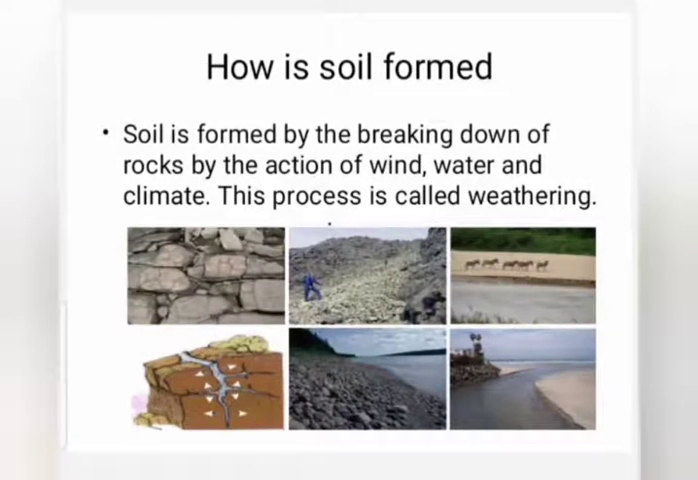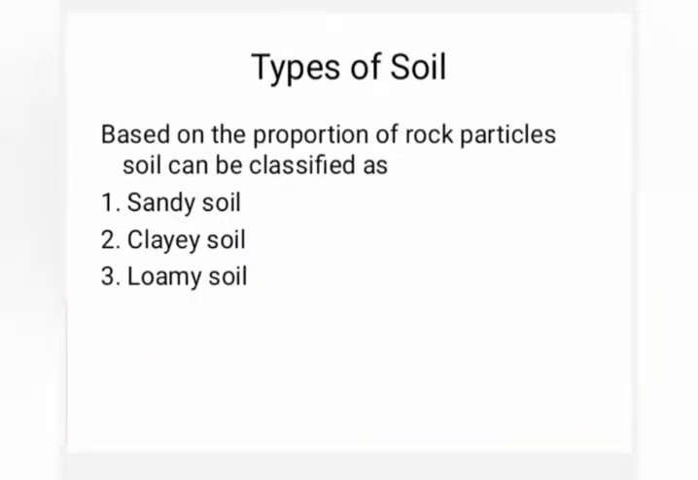When the rocks break by the action of wind, water or climatic change, small particles of rocks will be formed. Some particles of rock are large in size, some are small in size and some are fine. Based on the proportion of rock particles, soil can be classified as sandy soil, clayey soil and loamy soil. Name the three types of soil: sandy soil, clayey soil and loamy soil.